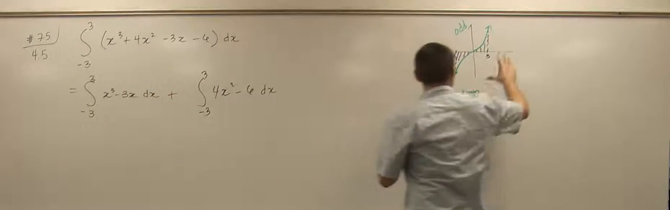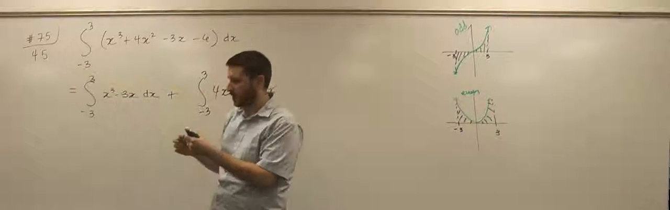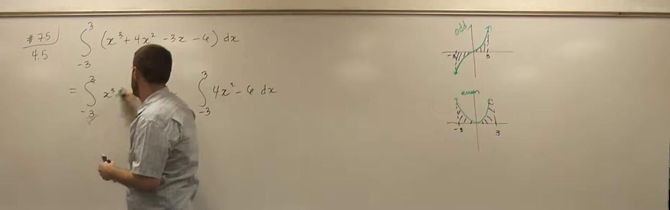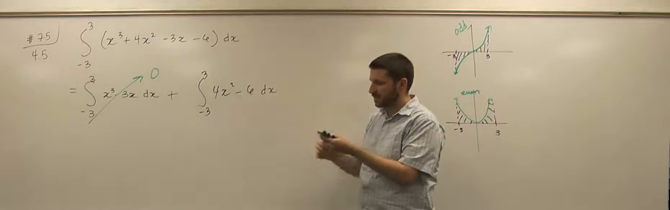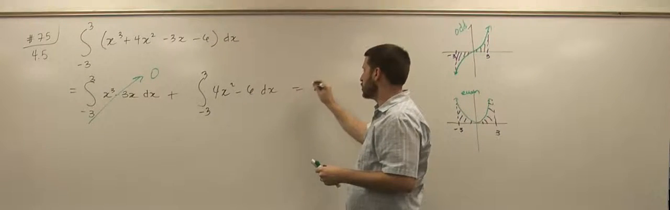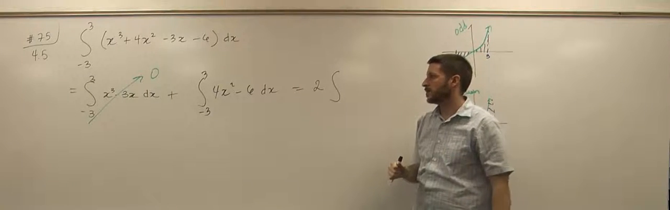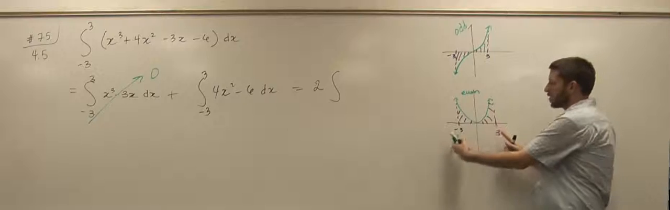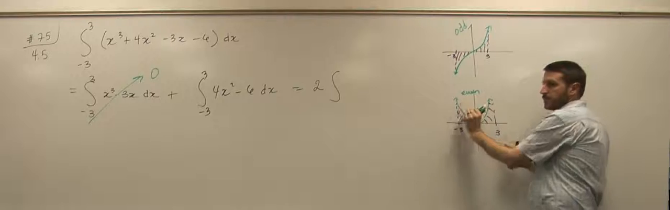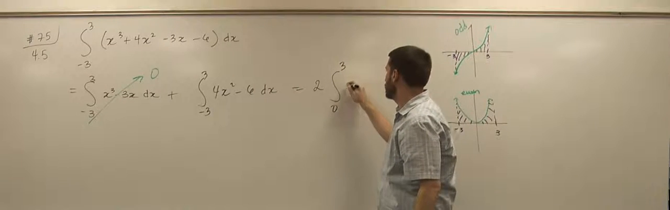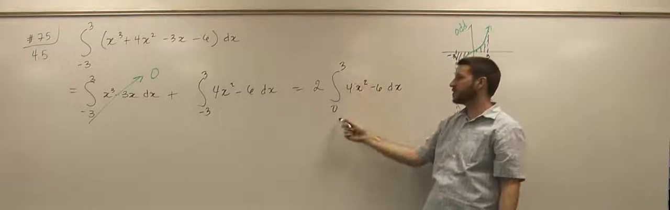Because this guy's odd, the picture you have in your mind is something like this. From -3 to 3, the area is going to cancel here. 0. This guy I can simplify a little bit by changing it into 2 times the integral from 0 to 3 instead of doing the integral from -3 to 3. I can just do 0 to 3 and double it. That helps me because when I start plugging in numbers, it's easier to plug in 0.